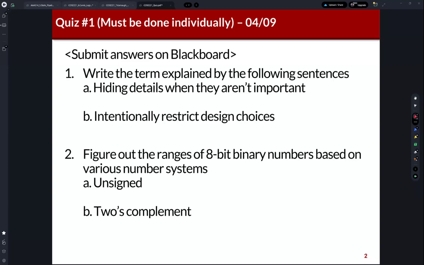Okay. So 5, 4, 3, 2, 1. Okay. I will close the exam link. So the exam is unavailable now. But not exam, it's a quiz. So actually, it's not serious.